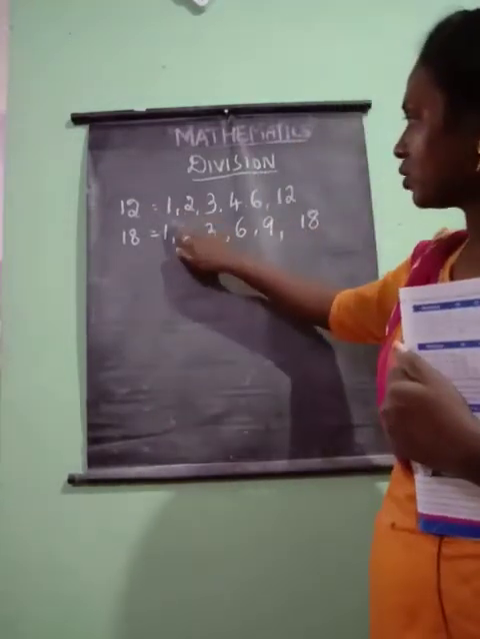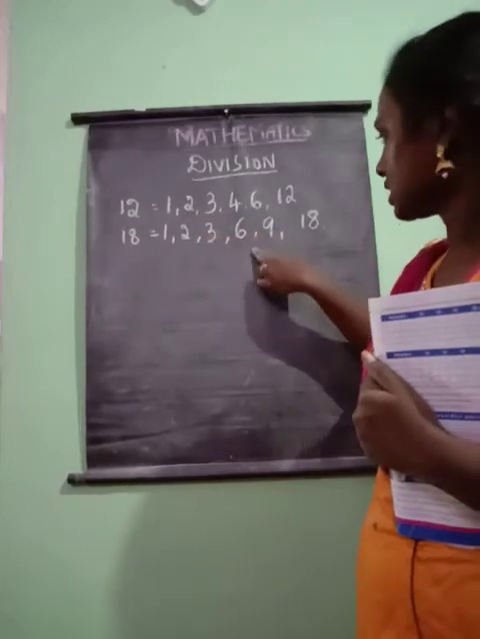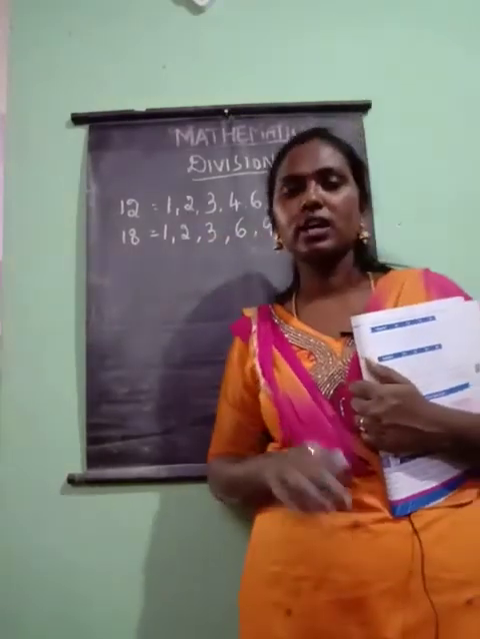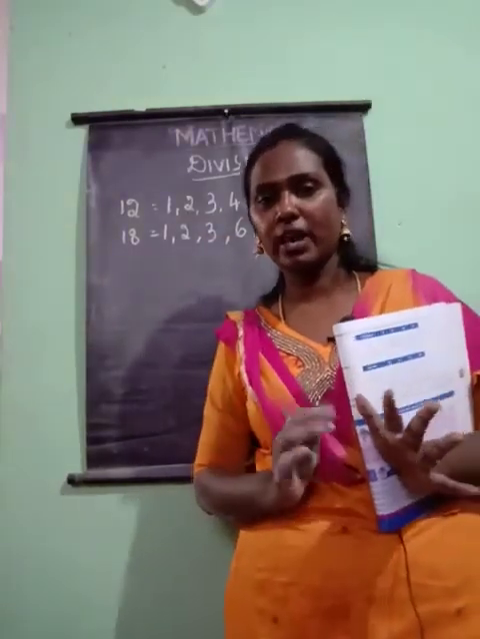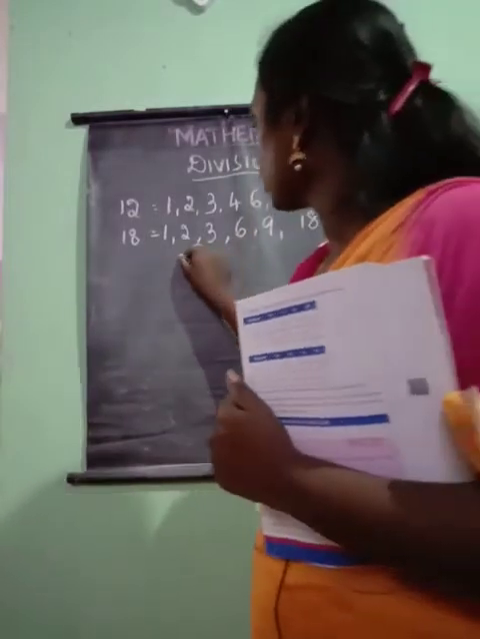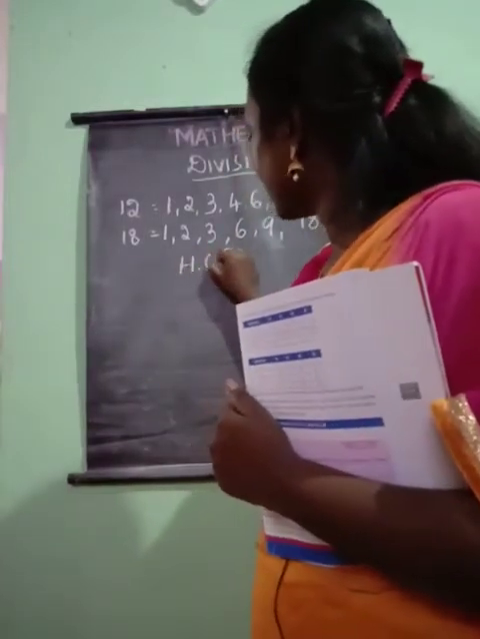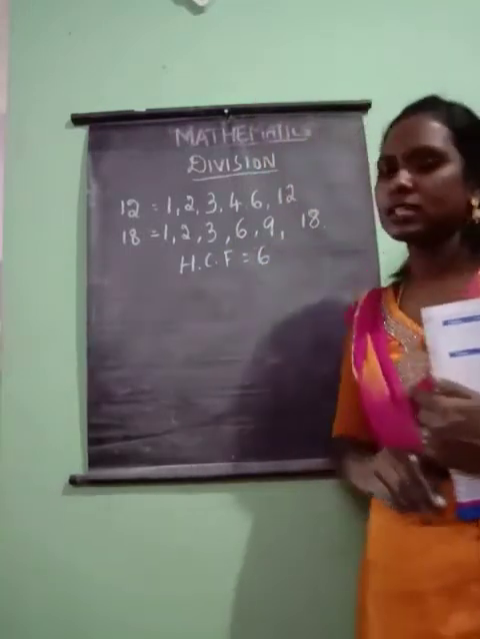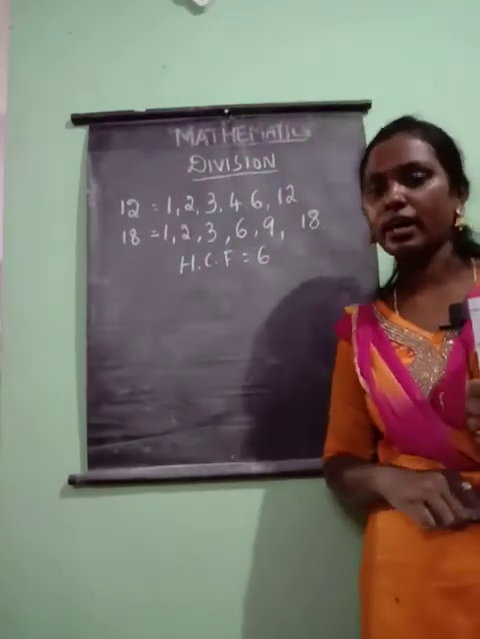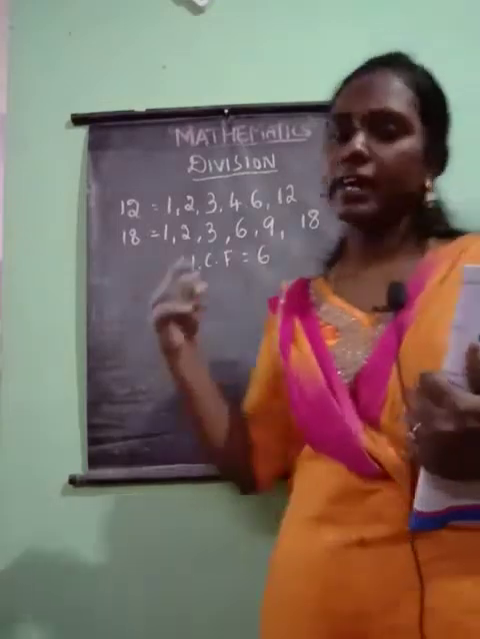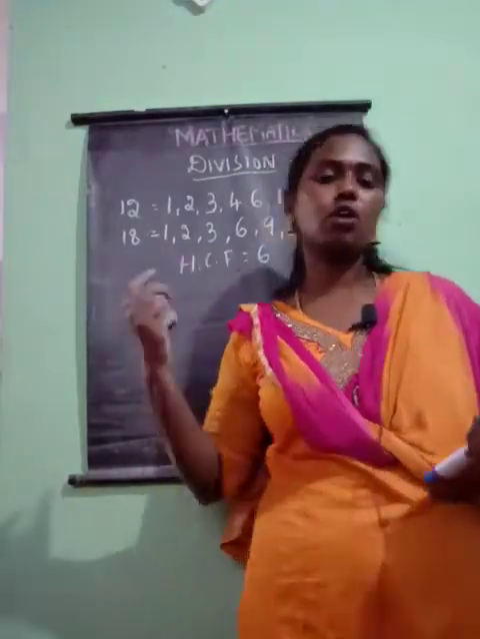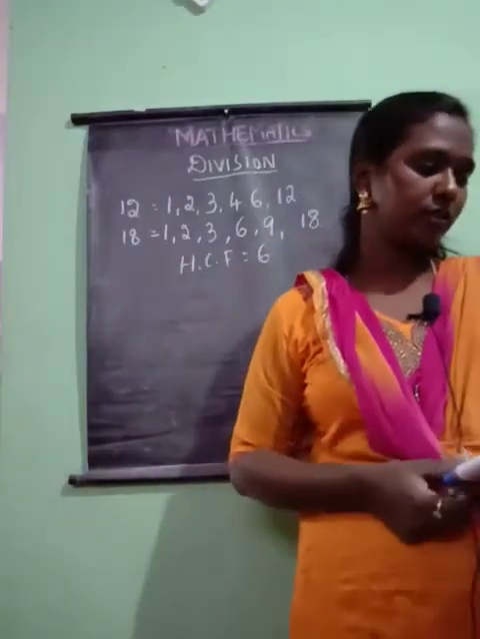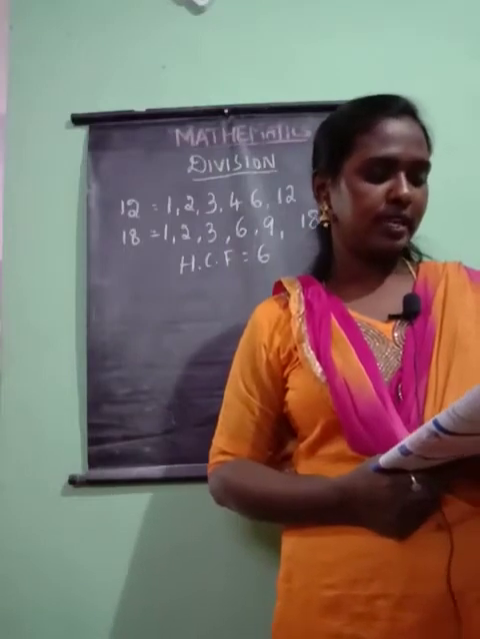The common ones are 1, 2, 3, 6. Which is the highest number here? We have 6. Therefore the HCF is 6, as 6 2s are 12 and 6 3s are 18. So the HCF is the highest common factor of 12 and 18. Have you understood? Yes. Next question.